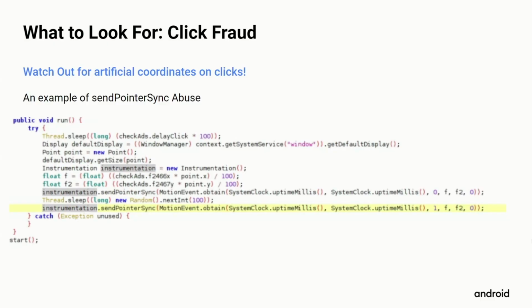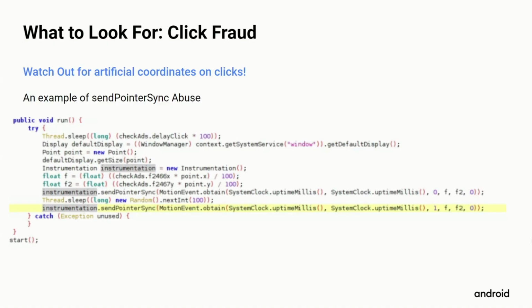Once the time has passed, they will get the size of your screen and make sure they understand the context of the ad in terms of pixels. Then they will set the X and Y coordinates artificially, as I mentioned before, and ensure that those fit inside of where the actual ad view is. Then they will send the motion event, which in this case is send pointer sync, and that will cause an artificial click onto the ad.